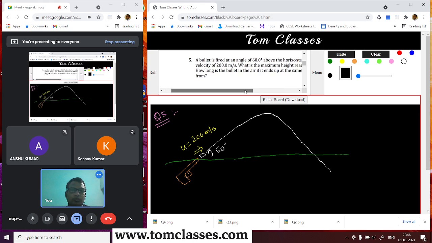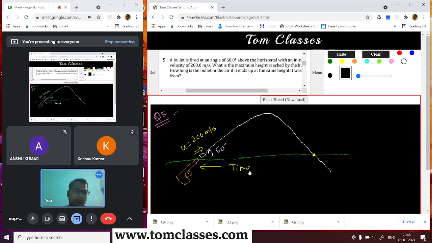So what is the maximum height reached by the bullet, and how long is the bullet in the air if it ends up at the same height it was fired? So we have to calculate the time, and what is this maximum height attained, right? So those are the things which we have to calculate.